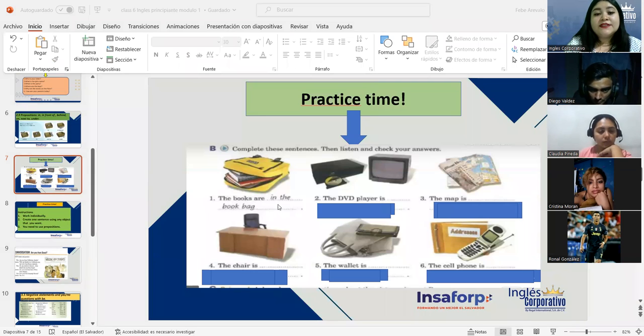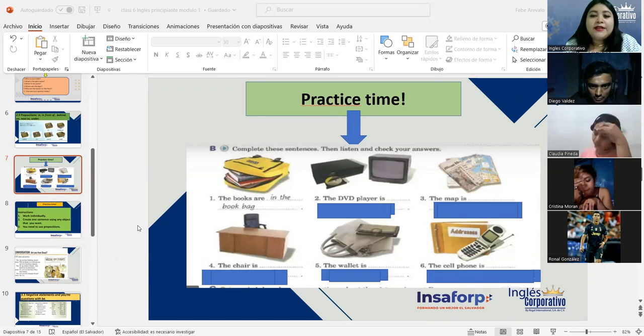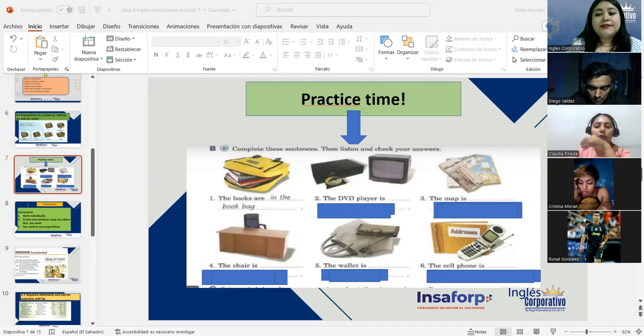Number one, the books are in the book bag, all right? If you have any question about the vocabulary you're going to use, if we don't know how to say "periódico", all right? Newspaper, you can ask, all right? Or you can search for it. But let's work on it, please.